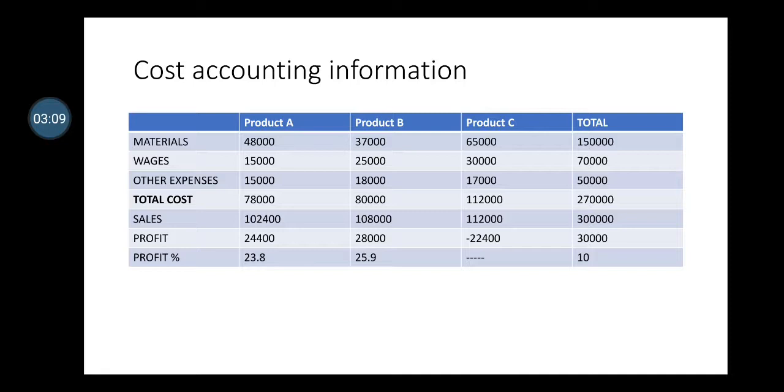In case of product C, there is a loss of 22,400 rupees, which is actually causing the total profit ratio to come down to 10%. Now the manager is in a position to take a clear decision, that is to discontinue product C and continue with product A and product B. So with this example, you might have understood what the problems or drawbacks of financial accounting information are.